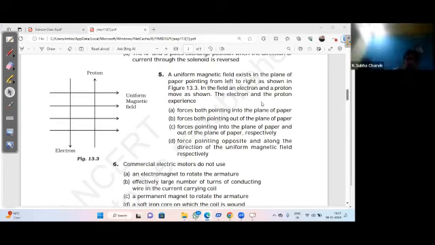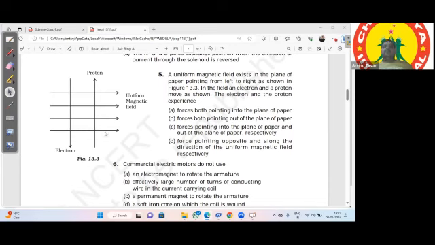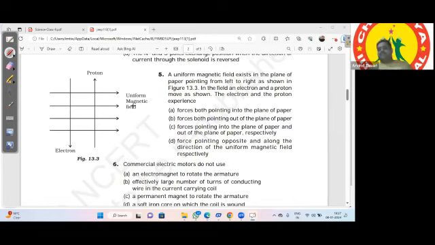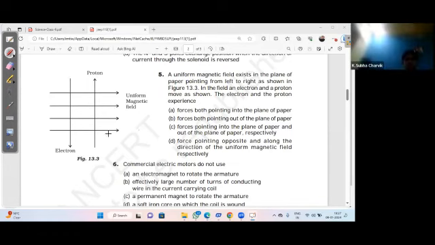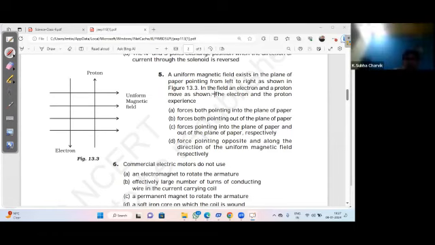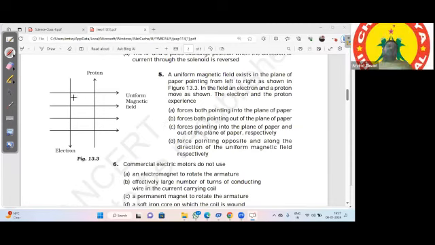A uniform magnetic field extends in the plane of paper pointing left to right as shown in the figure. Do you see the magnetic field lines here? Yes, sir. Okay. So what is the direction of the magnetic field lines? Left to right. Yes. Okay. So these are your magnetic field lines. Fine. Then in the field, electrons and protons move as shown. So where are the electrons going?